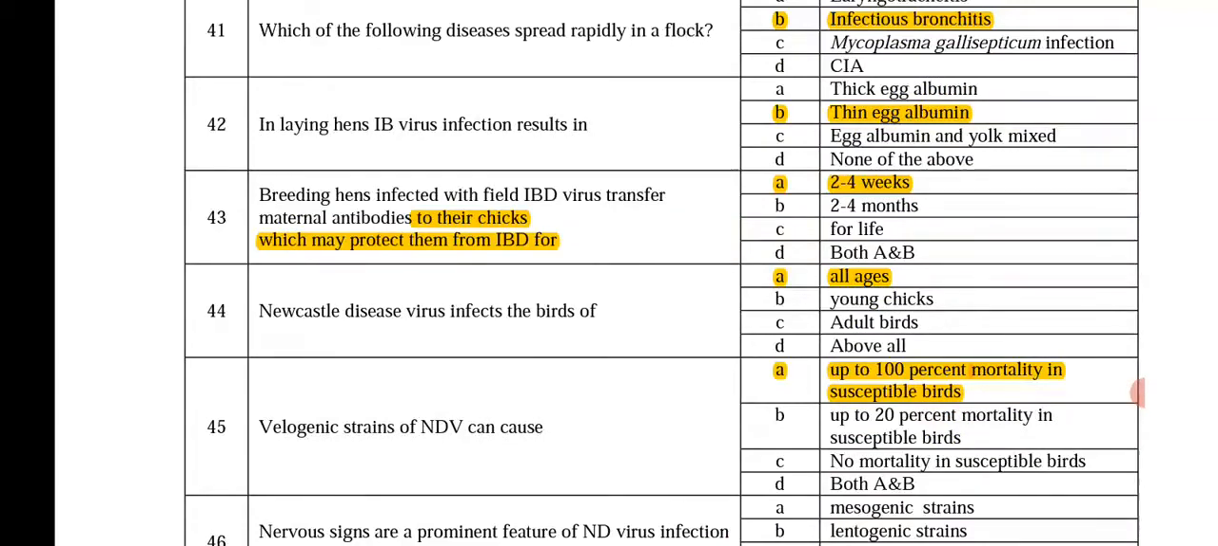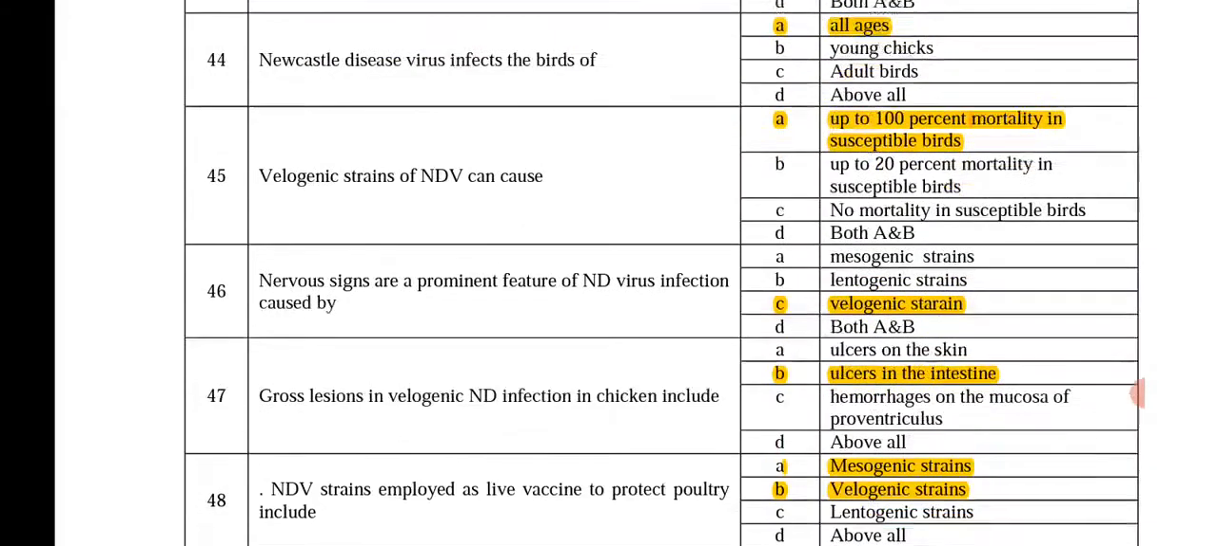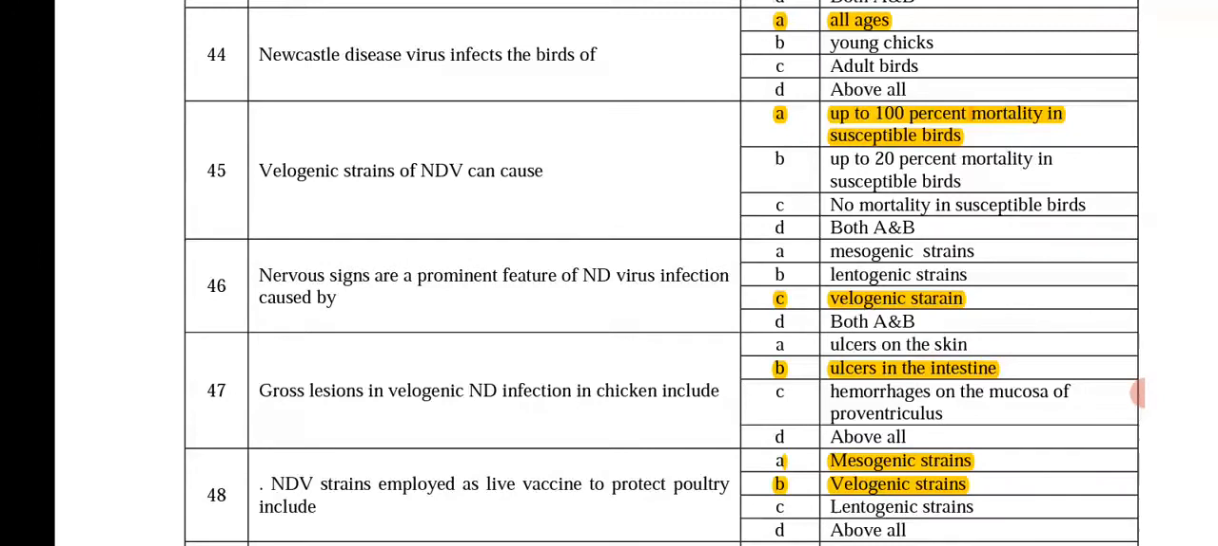Breeding hens infected with field infectious bursal disease virus transfer maternal antibodies to their chicks, which may protect them from infectious bursal disease for 2 to 4 weeks. Newcastle disease virus infects birds of all ages. Velogenic strains of Newcastle disease virus can cause up to 100% mortality in susceptible birds.